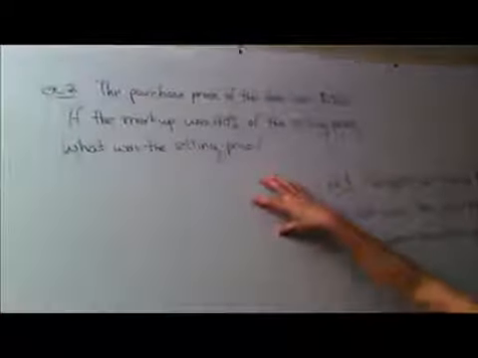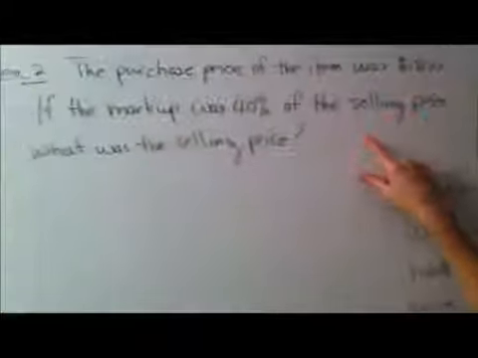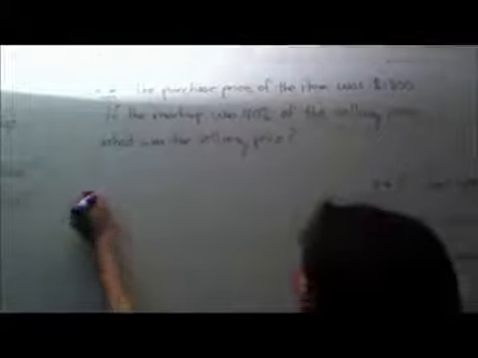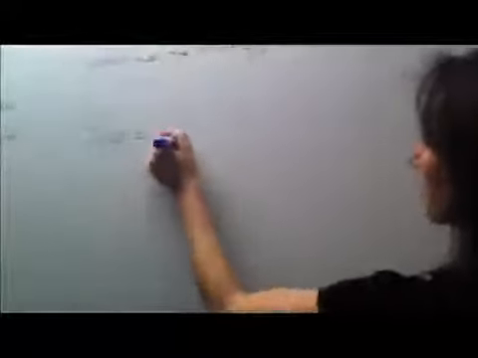Let's look at the second one. It's really dark here. The purchase price of the item was $1,800. If the markup was 40% of the selling price, what was the selling price? So now we're looking for something different. Okay, so now we use the same formula that we started with. We don't know the selling price this time. The purchase price, the second thing in the formula, is $1,800. And the markup this time is 40% of the selling price.